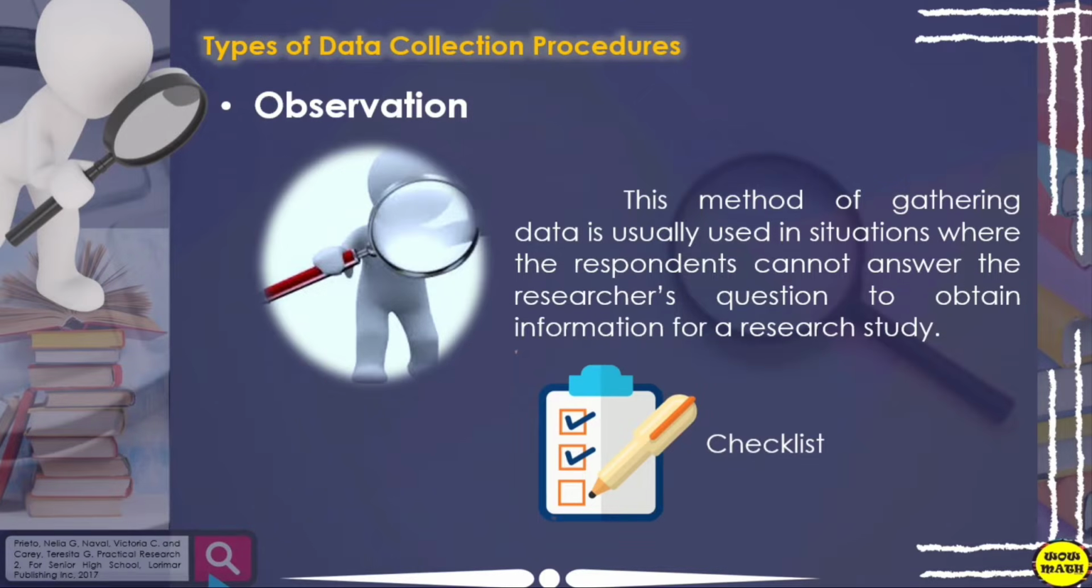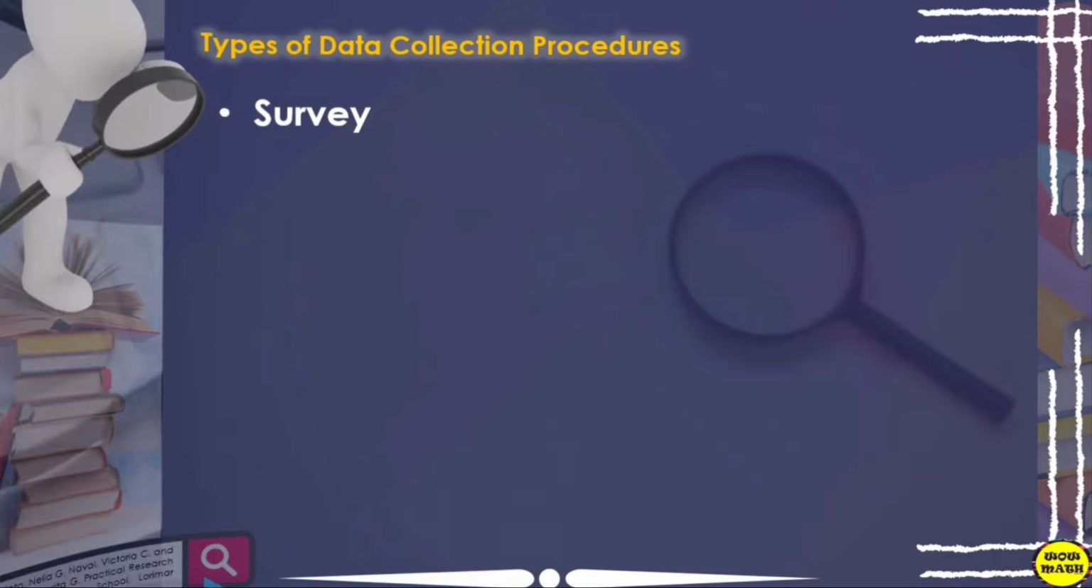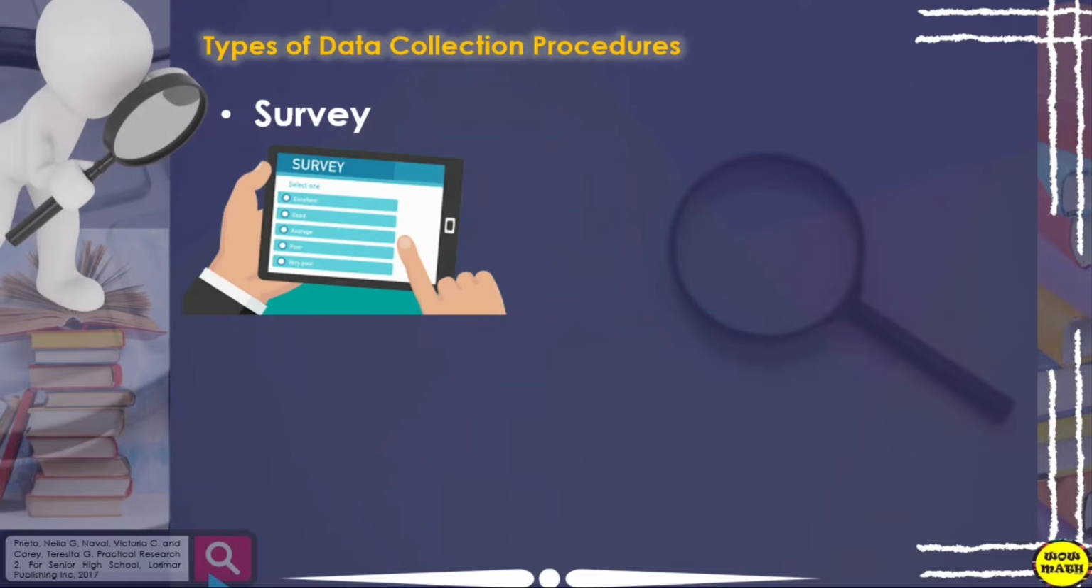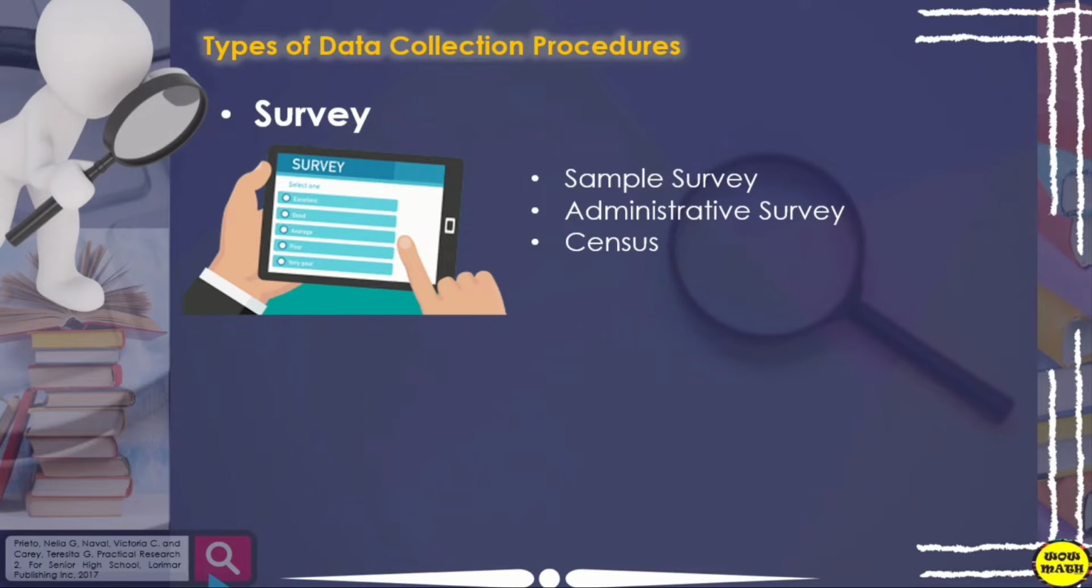And then, through checklist, kumbaga, mag-rate ka na lang ngayon. Okay? May ready ka ng checklist na kung saan i-check mo na lang kung ito ay nakita mo during observation. So, ito isang paraan how to collect data, observation. Another is survey. Okay, in survey, meron tayong 4. Sample survey, administrative survey, census, and tracer studies.